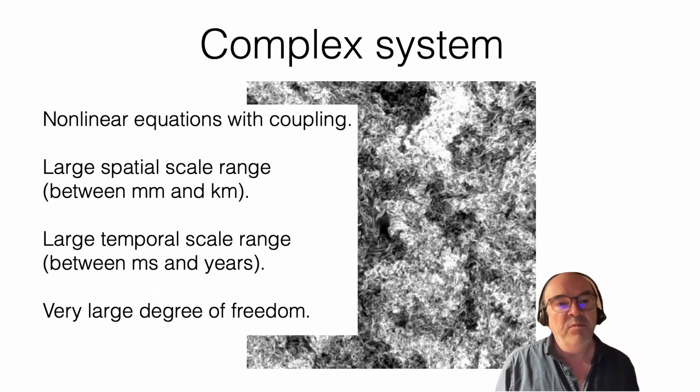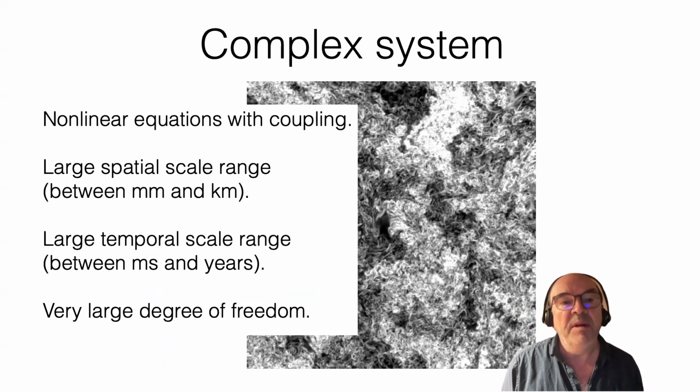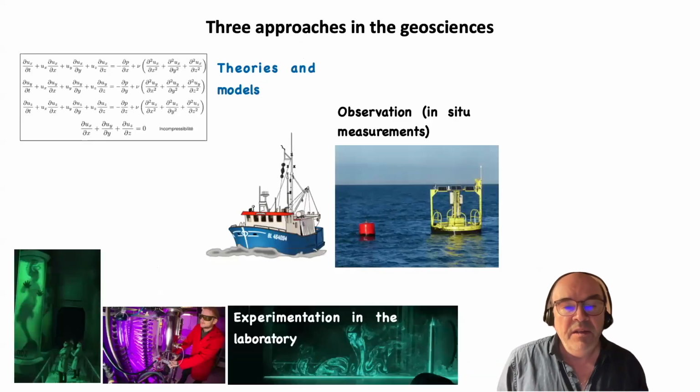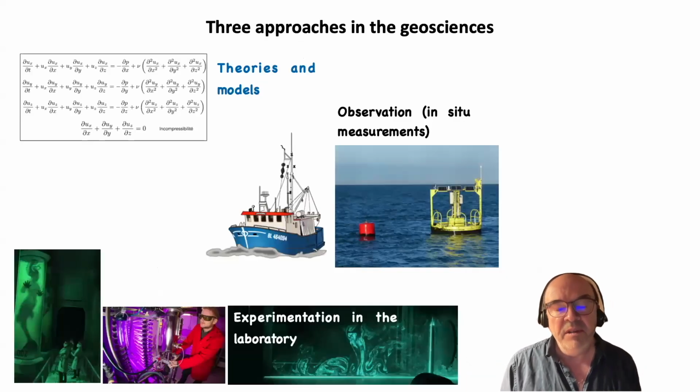So it means that we have a nonlinear equation. We have coupling between different components. We have a large spatial scale range and a large temporal scale range and very many degrees of freedom. And so in the geosciences, we have three approaches. One is theories and models. The other one is observations, which means in situ measurements. And the last one is experiments in the laboratory.